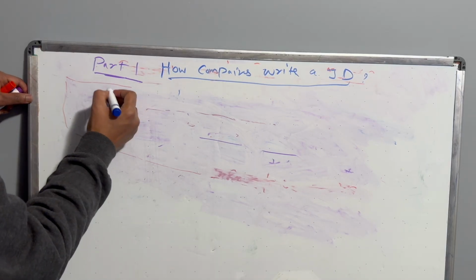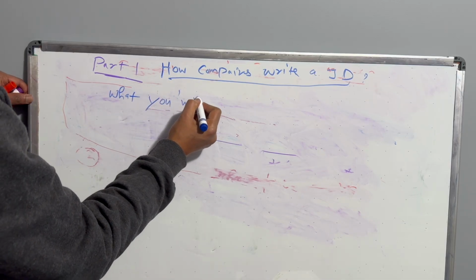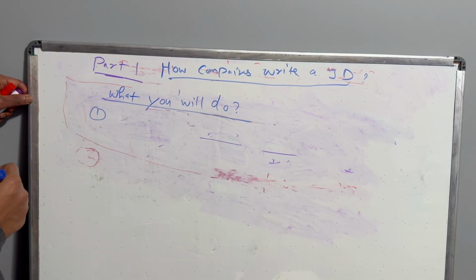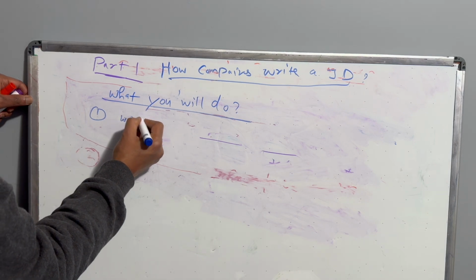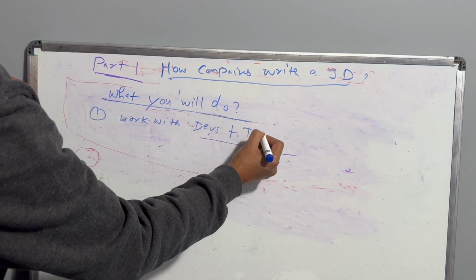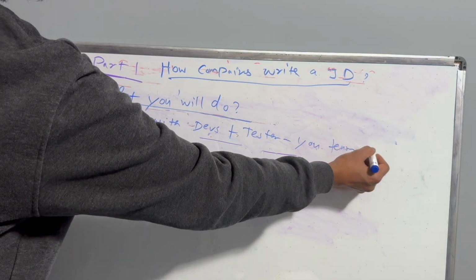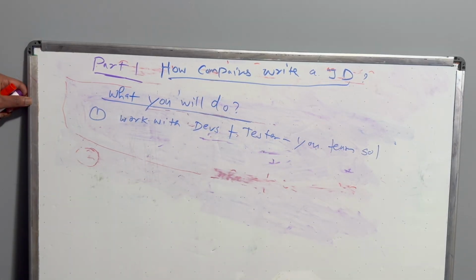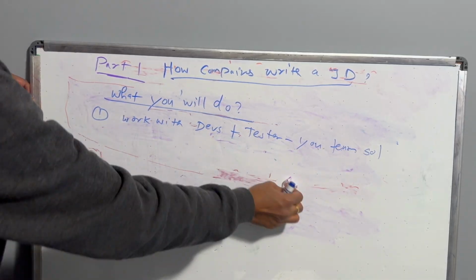In the second section, here is what you will do. Number 1, work with SDLC pipeline members: devs, testers, your team, solution architects, designers, whoever is involved in building the software. So, the technical team. You work with these people.